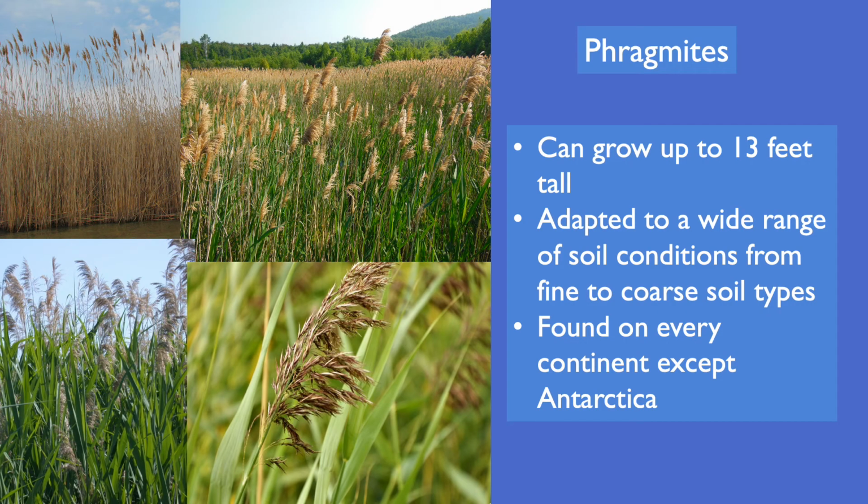Phragmites can grow up to 13 feet tall. They are large, thick-stalked grass. The stalks are stiff, smooth, hollow, round, and do not have branches. The leaves are long and flat and can grow as long as 2 feet. They have floppy, feather-like flowers at the top filled with seeds. They grow best in firm mineral clays and can tolerate moderate salinity. They are actually found on every continent except Antarctica.